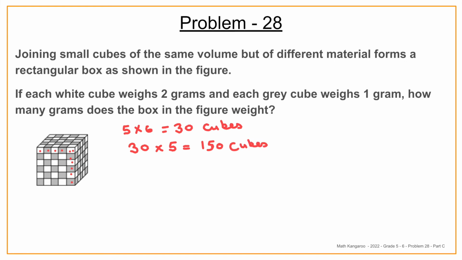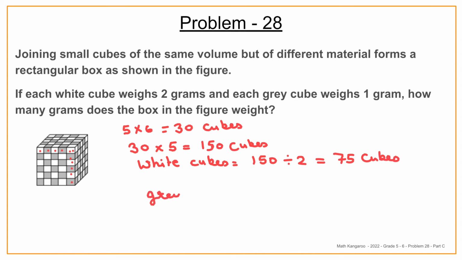Now we will divide the cubes by color. We know that the number of white and gray cubes are equal. This means the number of white cubes is half of the total number of cubes. So white cubes is equal to 150 divided by 2 gives us 75 cubes. Similarly, gray cubes is equal to 75 cubes.